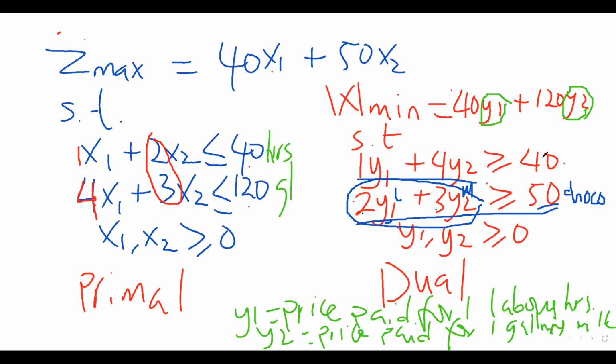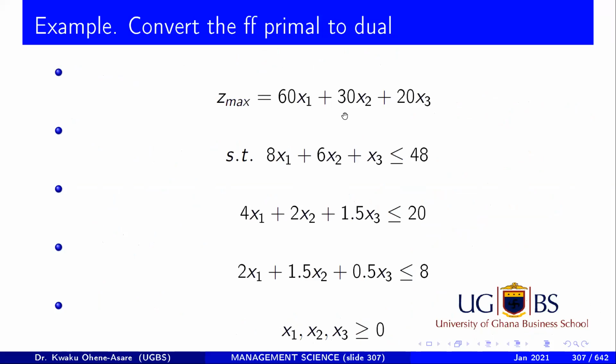Okay, so ladies and gentlemen, I'm now going to give you a scenario and I want you to convert it for me. You're going to show me the answers on the screen, okay? I'm going to give you this equation. So I want you to look at this equation. This is a maximization problem, 60x1 plus 30x2 plus 20x3. Yours is to convert this from the primal to the dual for me. Okay, so please start. Convert it from the primal to the dual for me.